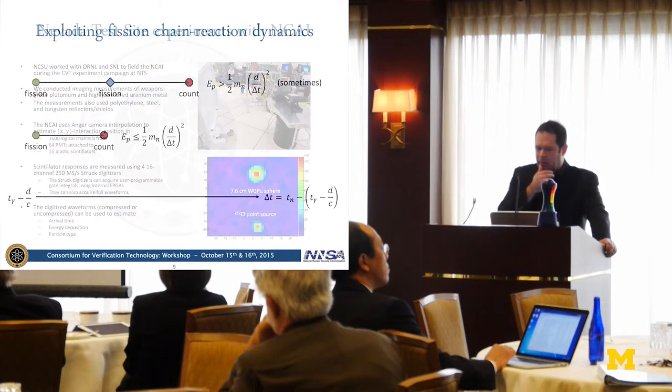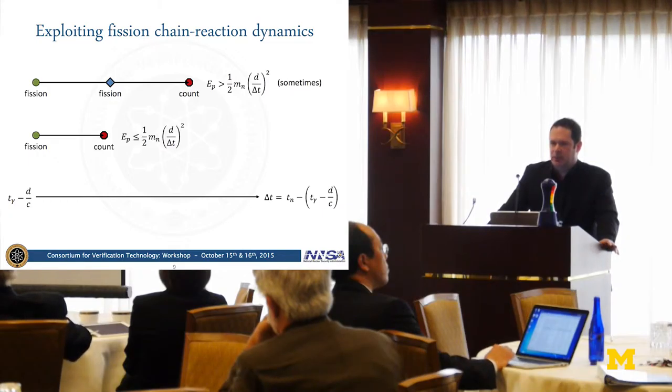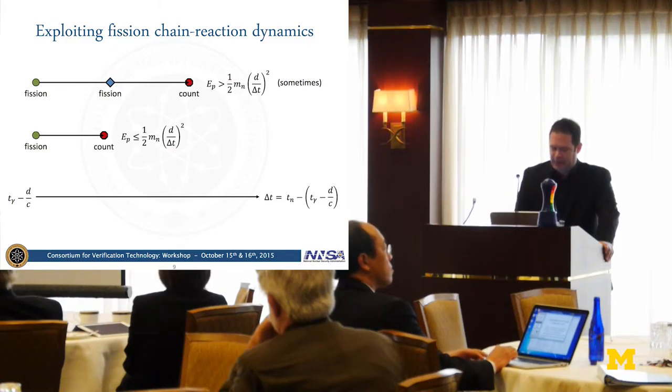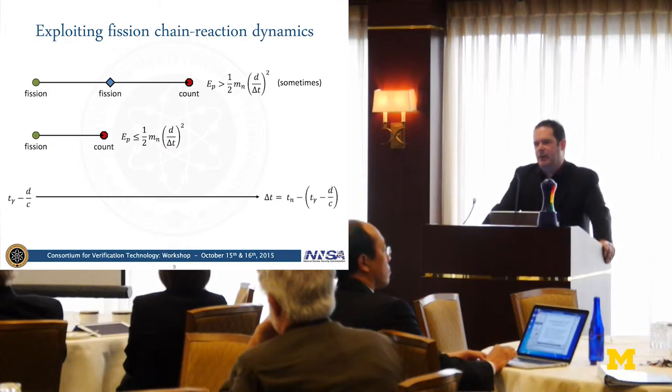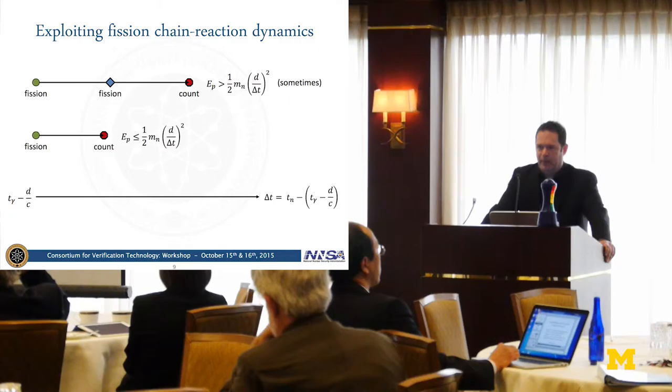So what we wanted to do was to try to exploit the dynamics of fission chain reactions to reconstruct a different type of image. This is a time-dependent measurement. For the moment, just assume that I know time zero is when a fission occurred. In a typical neutron detection event, the amount of energy that's deposited in the detector is going to be less than the apparent kinetic energy of the neutron. It has to be that way.